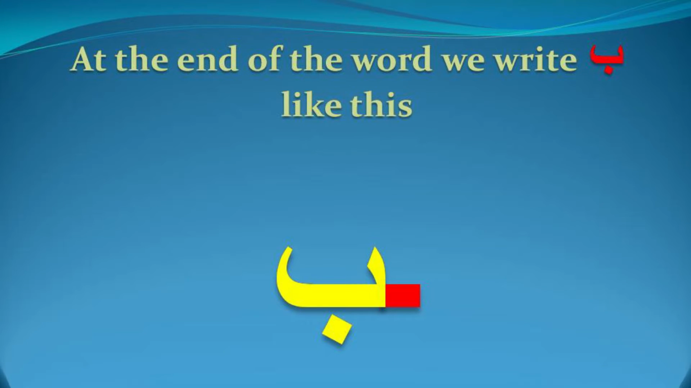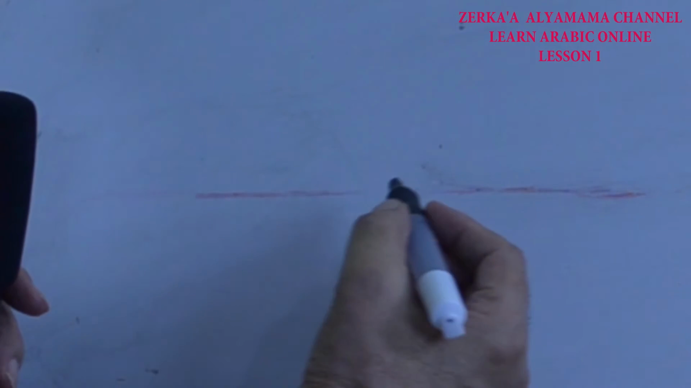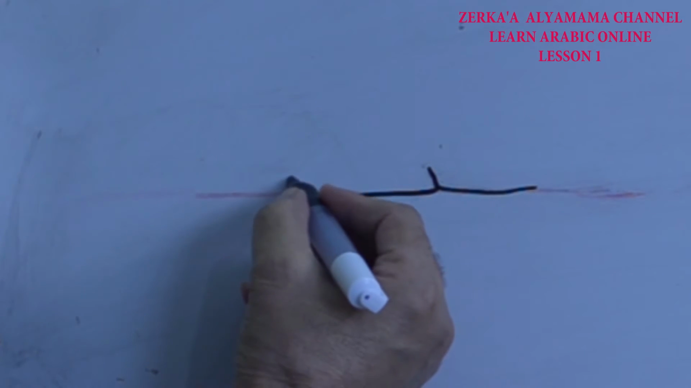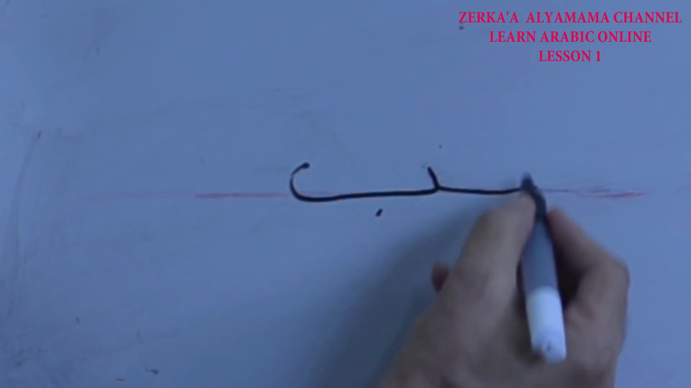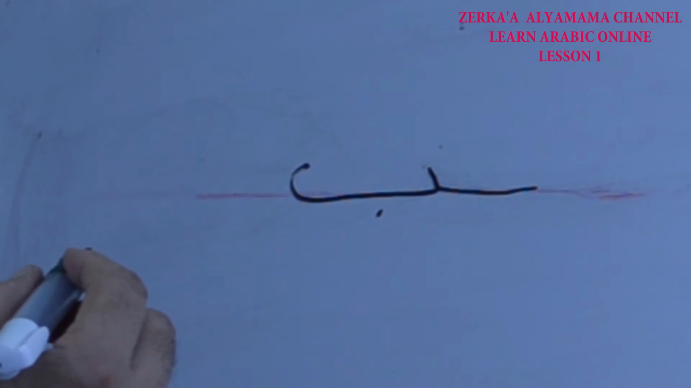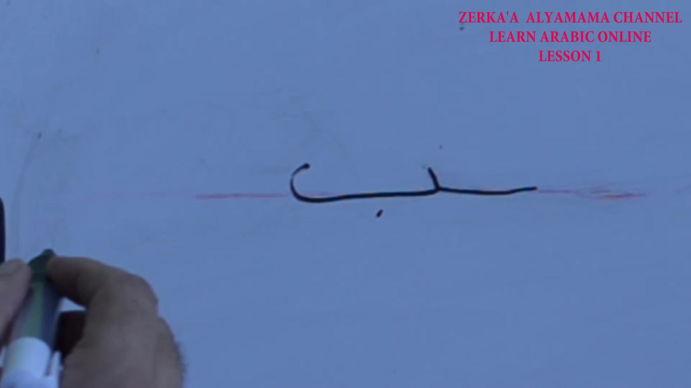At the end of the word, we write ba like this. It has the connection tool from the right side, and because it's at the end of the word, it has no connection tool on the other side. It's closed. At the end of the word, ba appears like this. We have the connection tool, and the ba is closed because it is at the end. There's no need to be open, no need to connect with other letters.